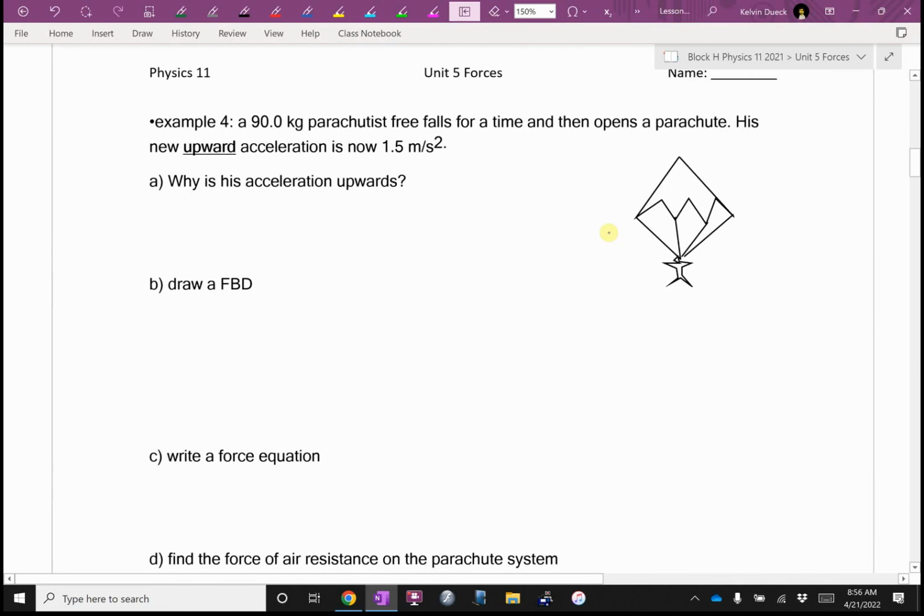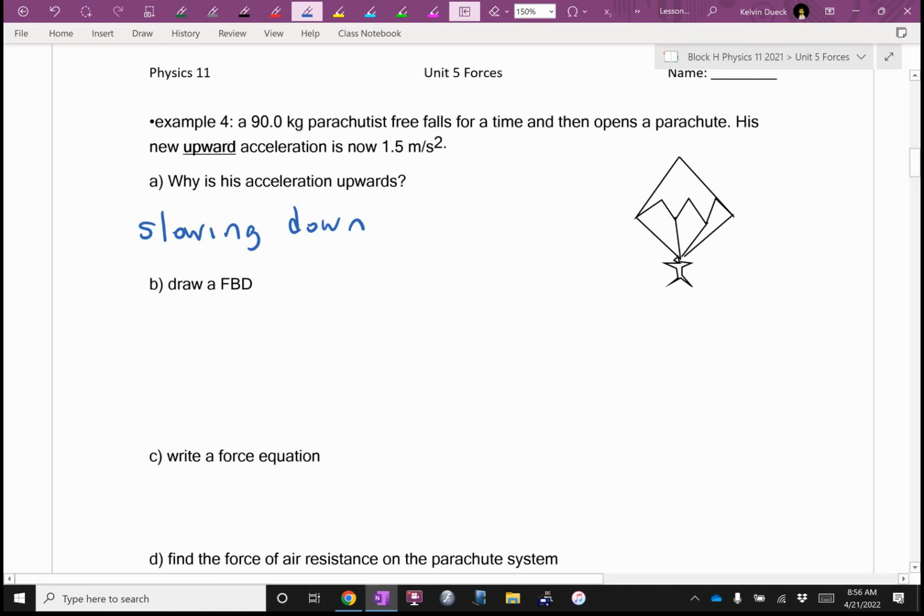Parachuting is really cool. Have I mentally jumped out of an airplane? Because I have. A 90-kilogram parachutist free falls for a time and then opens a parachute. His new upward acceleration is now 1.5 meters per second squared. Why is his acceleration upwards? Diego, loud and proud. Yes. What direction is the acceleration, Diego? Which direction is my winning force going to be in my free body diagram? Same answer. Which way is my longer arrow going to be pointing in my free body diagram? Up. Who's winning? Up. Okay?